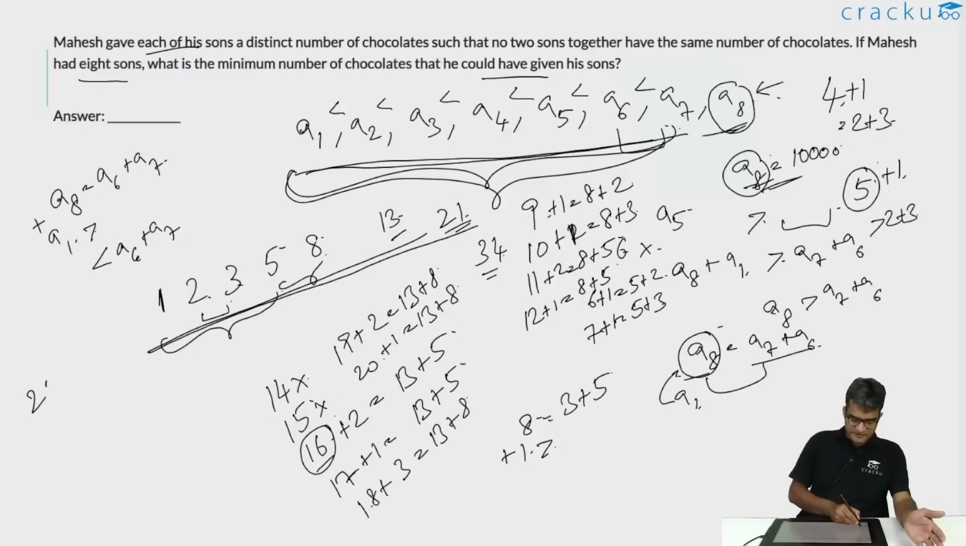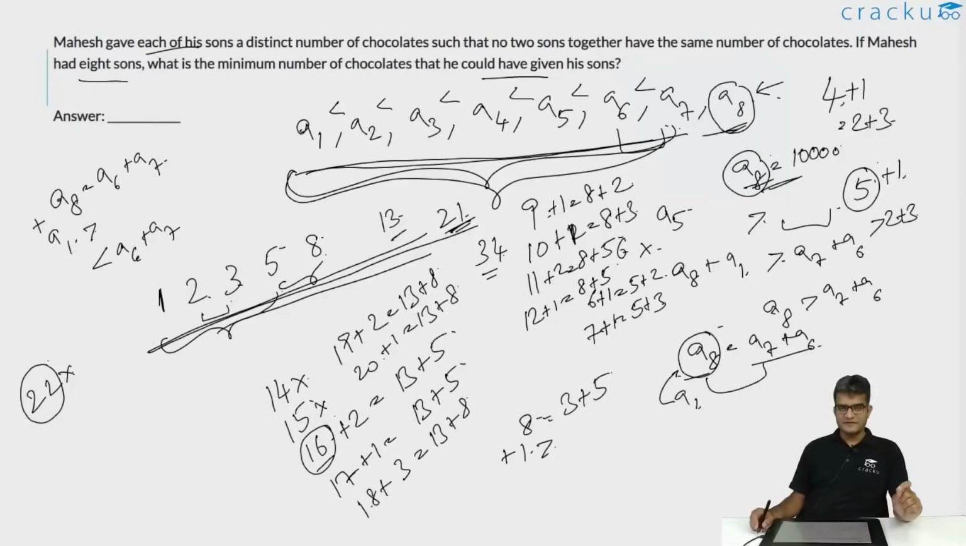It won't be satisfied for 22 because 22 plus 1 will be equal to 21 plus 2. Basically, we will be looking at this number minus 21 and trying to see if there is any pair amongst these numbers with the same difference. For 23, 23 minus 21 is 2 and 3 minus 1 is 2. So 23 plus 1 is equal to 21 plus 3. So it won't be true for 23.